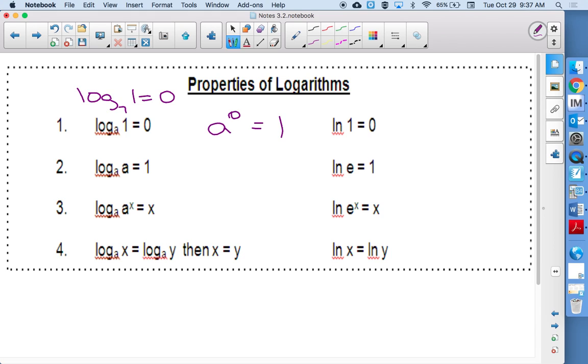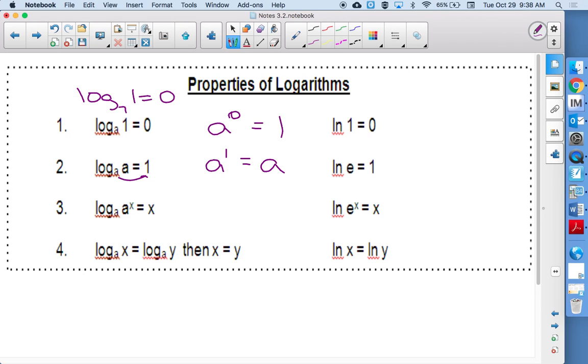My second property says the log of any number of that same value is equal to 1. And again, if I wrote this as an exponent, a to the first, anything to the first power is the number itself. So 7 to the first power is 7, 10 to the first power is 10, 100 to the first power is 100. So it stays as the number itself.